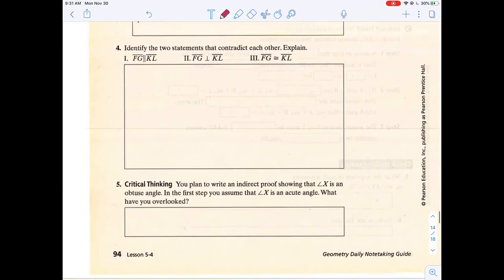Okay, then number 4, identify the two statements that contradict each other. So this first one says FG is parallel to KL, FG is perpendicular to KL, and FG is congruent to KL. Well, two lines can't be parallel and perpendicular at the same time. So we're going to say statements 1 and 2 contradict each other.